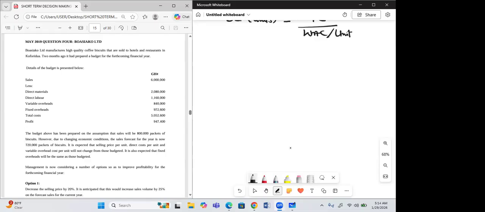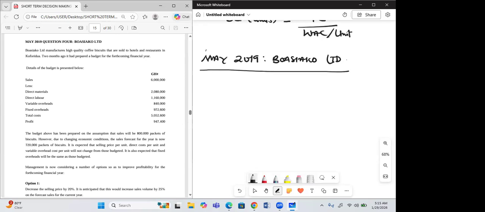So in Siakun Limited, May 2019, the question was a fairly easy one. But the trick was that they are telling you the budget was for 800,000 units, and now you are producing 720,000 units. So you need to flex the budget. If we need to prepare the budget for the 720,000, we need to flex the budget first.